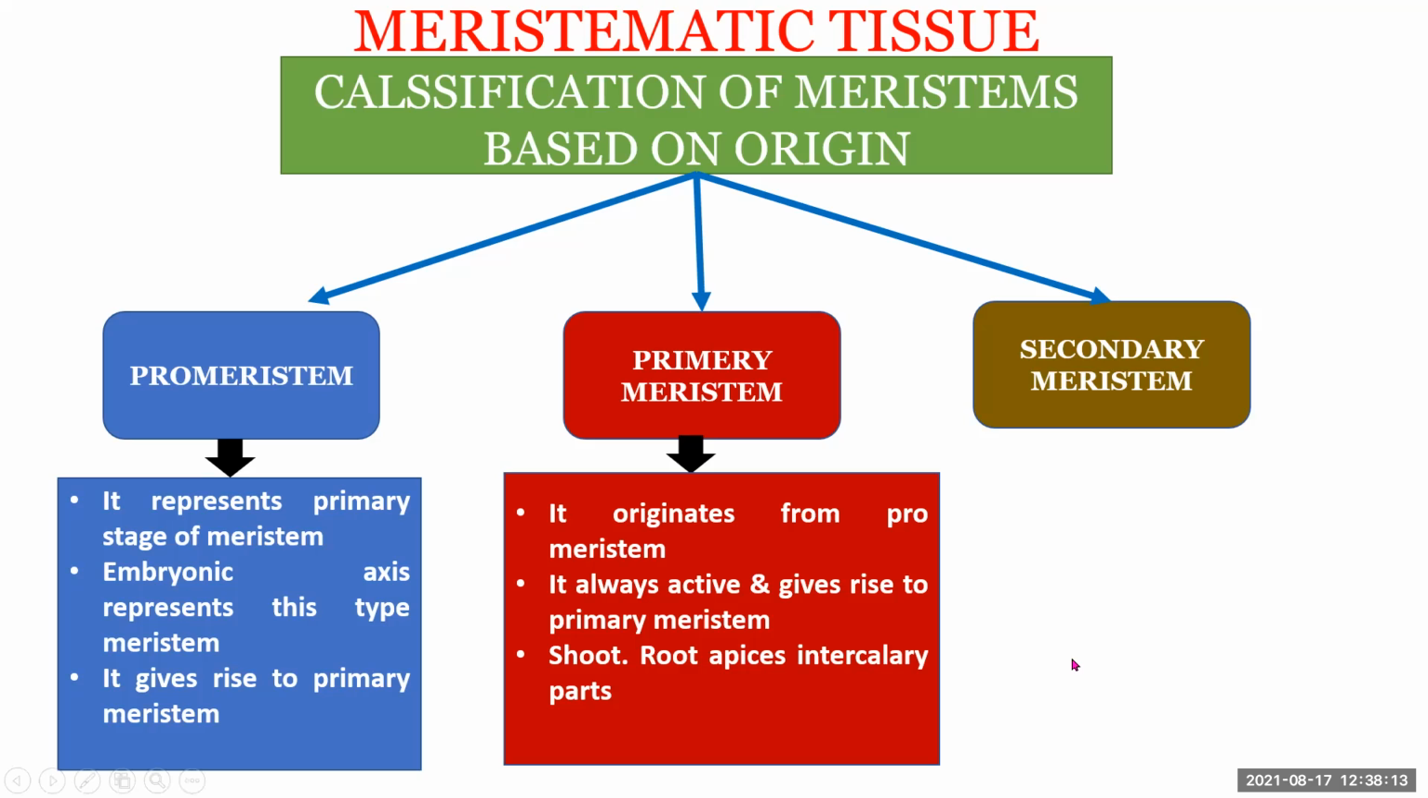Sometimes they may ask like this: primary meristem is found in A, shoot apex, B, root apex, C, base of internodes, D, all above. All above. Yeah. Usually intercalary meristem is present at the base of internodes.